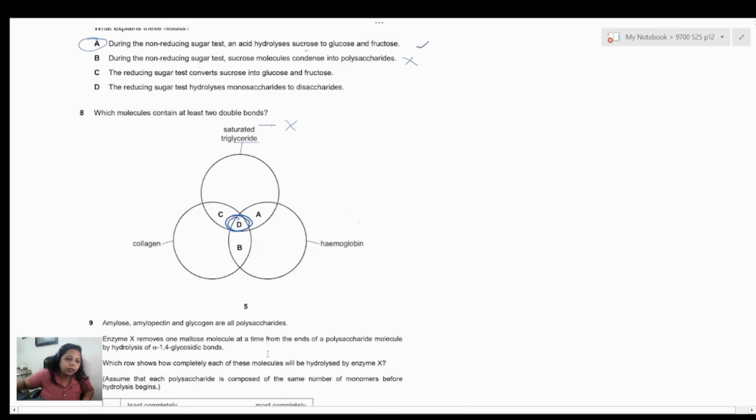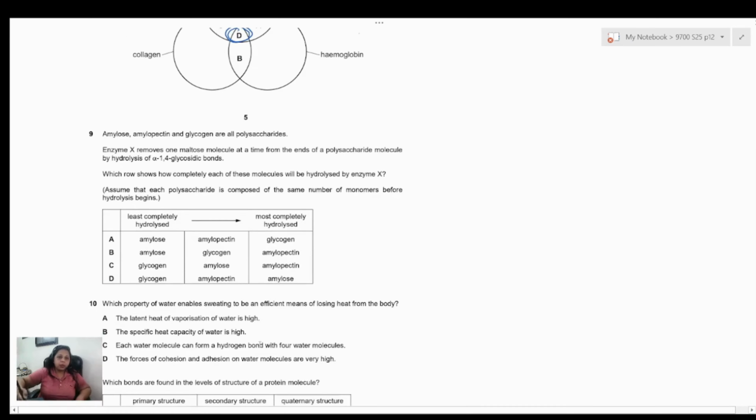Next is amylose, amylopectin and glycogen, which are all polysaccharides. Let's see what these polysaccharides are made up of. Enzyme X removes one maltose molecule at a time from the end of the polysaccharide by hydrolysis of alpha 1,4 glycosidic bonds, which shows how completely each of these molecules will be hydrolyzed by enzyme X, one by one, what they actually break down into, what is going to be least hydrolyzed and what is going to be highly hydrolyzed.